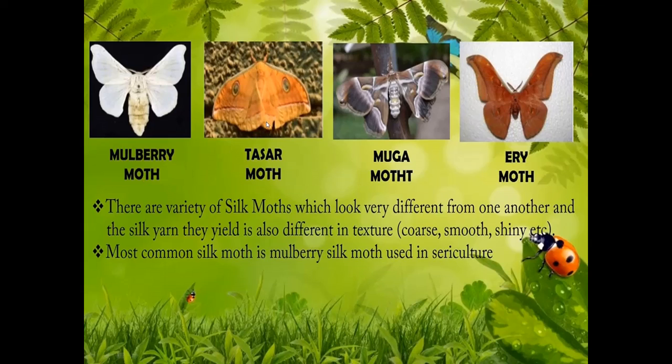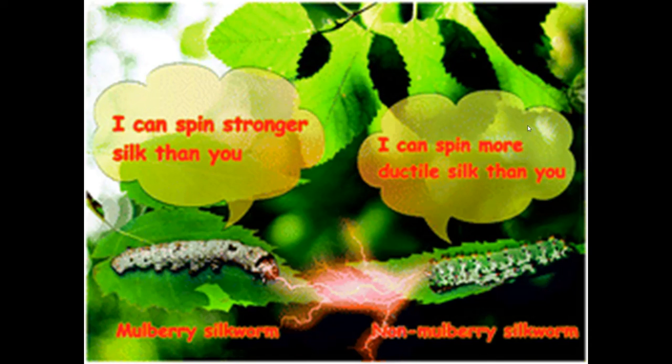This is the tassar moth. This is the mooga moth. This is the moth, and this is the airy moth. These are the different types of silk moths that lay eggs. Just now you have seen it lays the eggs, and from the eggs the larva is hatched, and the larva eats the mulberry leaves and grows in size, and then the larva winds a cocoon around itself, and finally it becomes a pupa, and the pupa is taken by the farmers and the silk is obtained from this pupa.